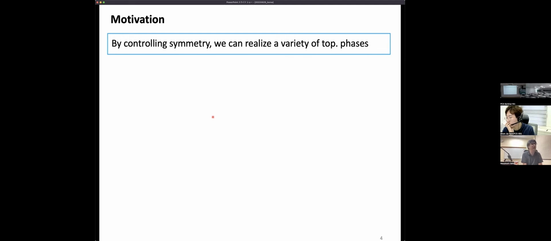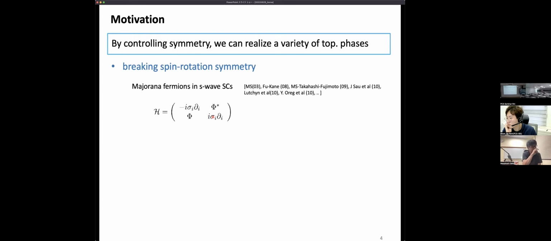So first, I would like to explain my motivation for the study of non-Hermitian topological phases. As you know, after the discovery of the topological insulator, we know that we can realize a variety of topological phases by controlling symmetries. For example, by breaking the spin rotation symmetry, we can realize a Majorana fermion even in s-wave superconductors. Just by considering the Dirac fermion coupled with the s-wave condensate, we can realize a Majorana fermion. In this case, we have a spin-orbit interaction in the Dirac fermion, so the spin rotation symmetry is broken.